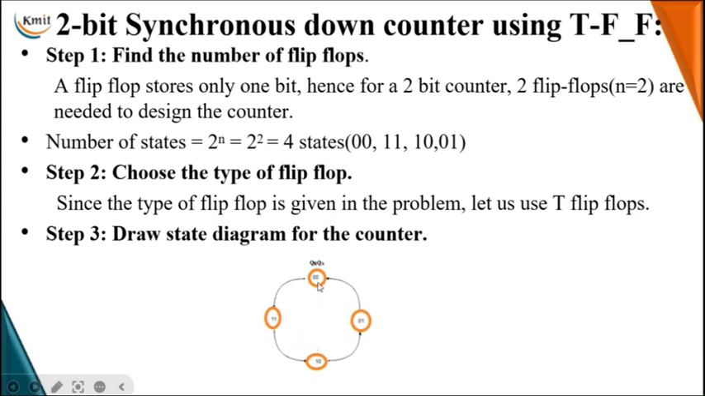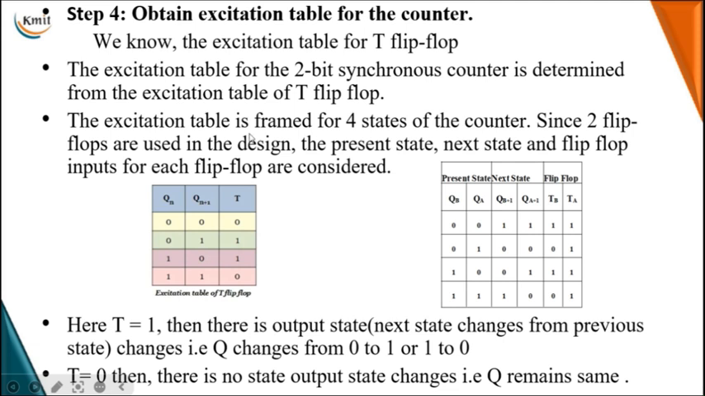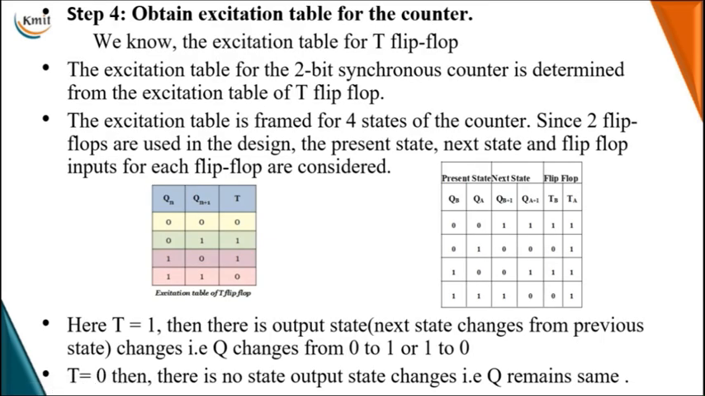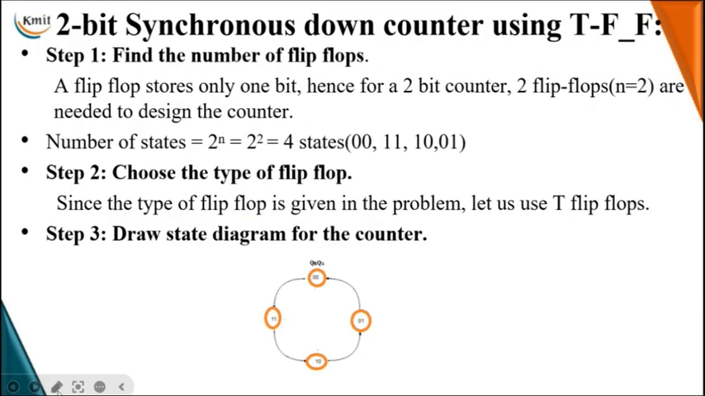So the initial state is 0 0. The next state upon giving the clock will be 1 1. So 1 1, and after 1 1 the next state will be 1 0, which is 2. So when you clear your counter, you have your initial state as the 0 state, which is 0 0. Thereafter, upon giving the clock signal, we obtain the counter state decremented by 1.